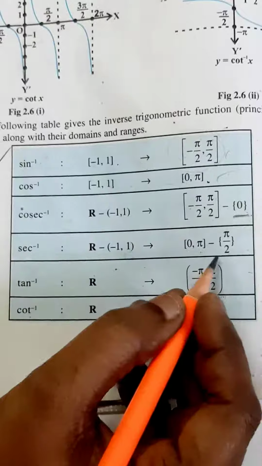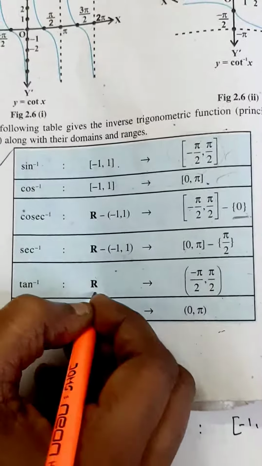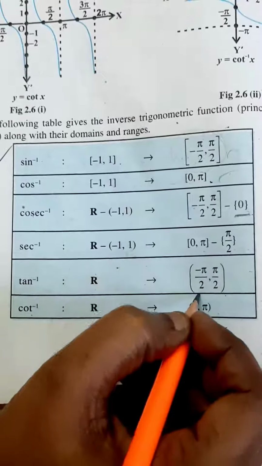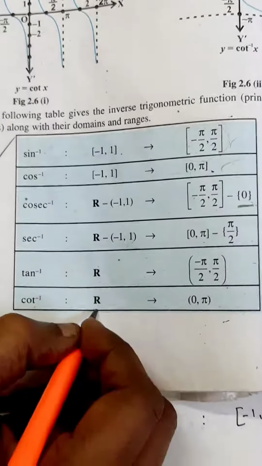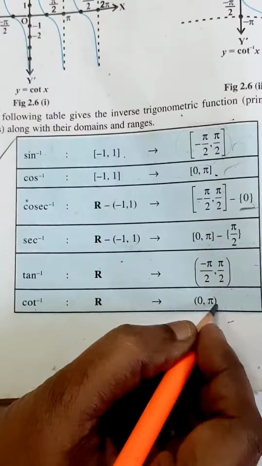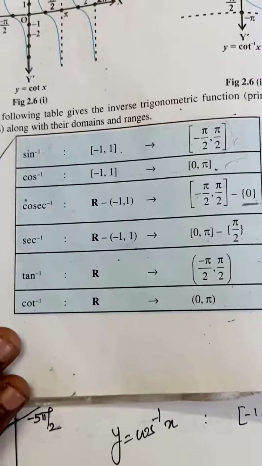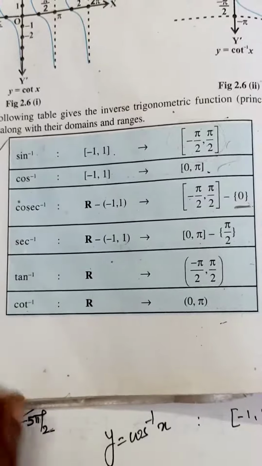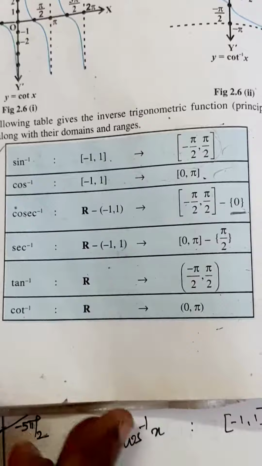Now tan inverse: the set of all real numbers is the domain, and the principal value branch range is minus pi by 2 to pi by 2, open interval. For cot inverse, the set of all real numbers to 0 to pi, open interval. So these are the domains and ranges of inverse trigonometric functions. Go through it and go through each and every diagram in the textbook. We will do the problems based on this concept in the next video.